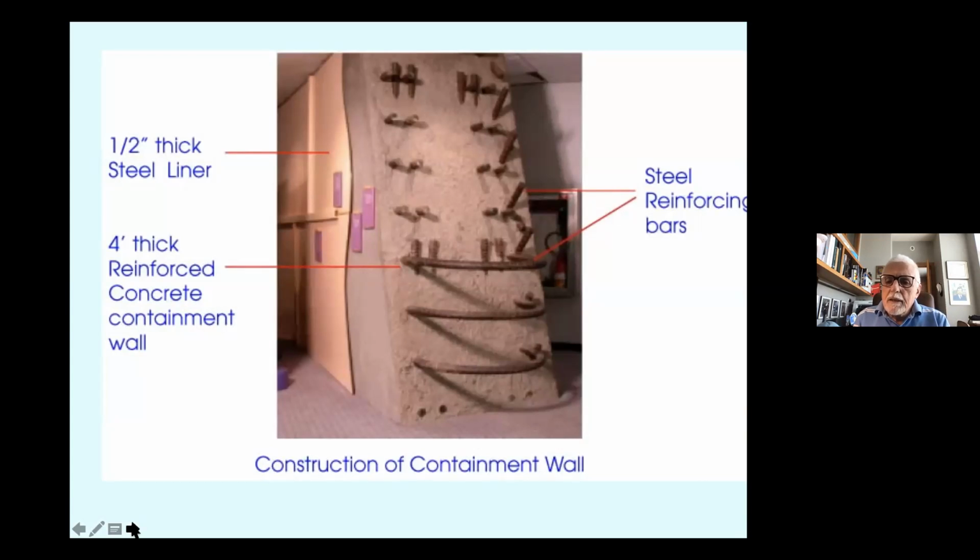This is what a containment wall looks like. And this shows it 4 feet, but they're 4 to 5 feet thick with heavy rebar all through them. On the inside, there's a 1/2 inch thick stainless steel liner. So they're almost an indestructible wall.